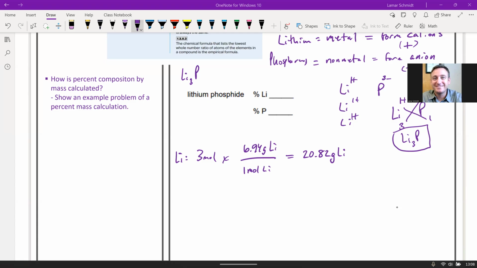What are we going to do? Phosphorus. And how many moles of phosphorus do we have in lithium phosphide? 1 mole. And then what's our molar mass? And this is a phosphorus. 1 mole of phosphorus is equal to what?